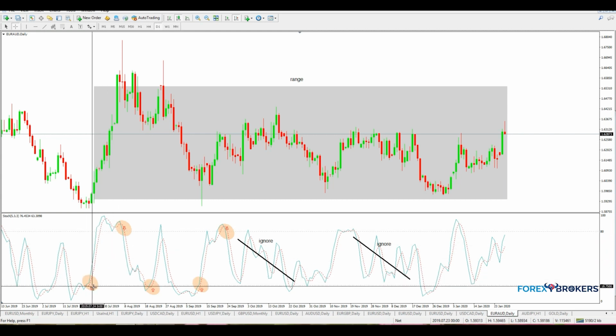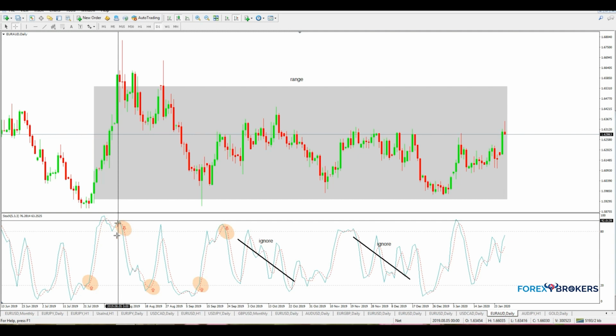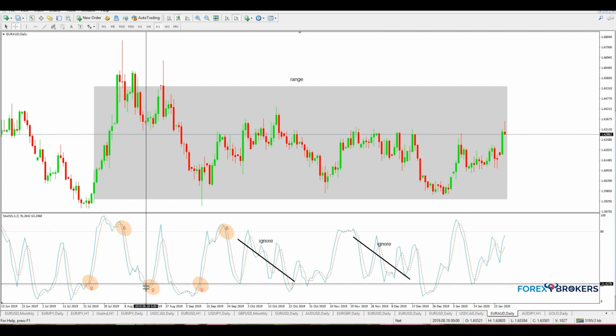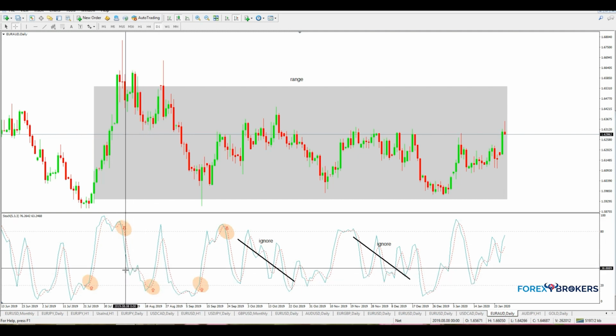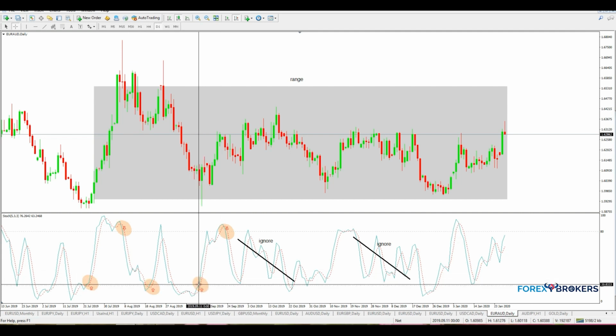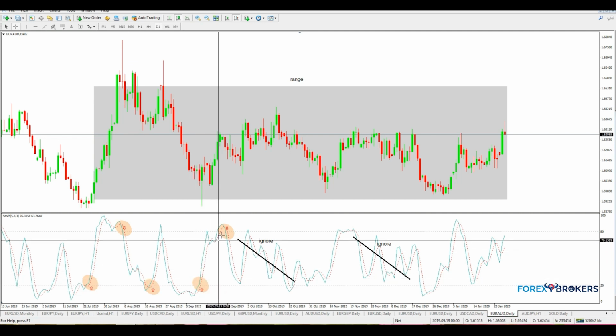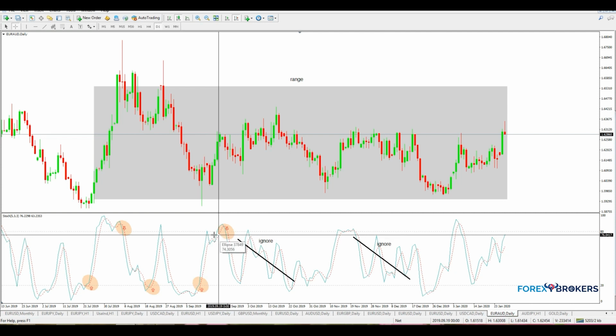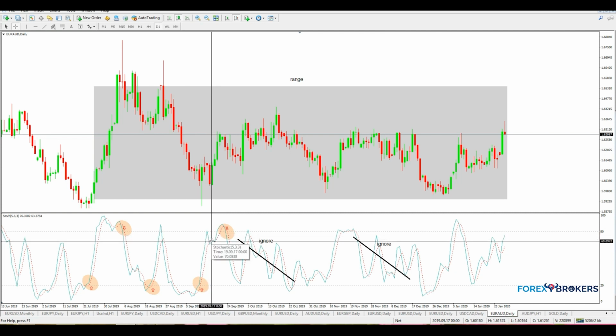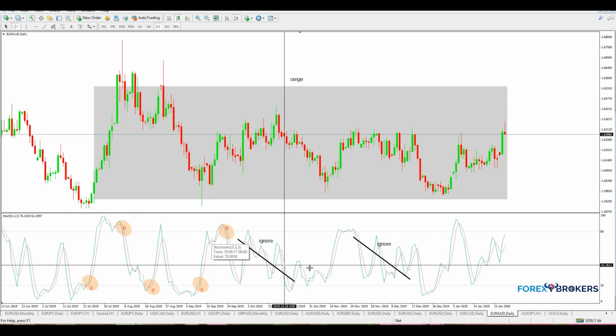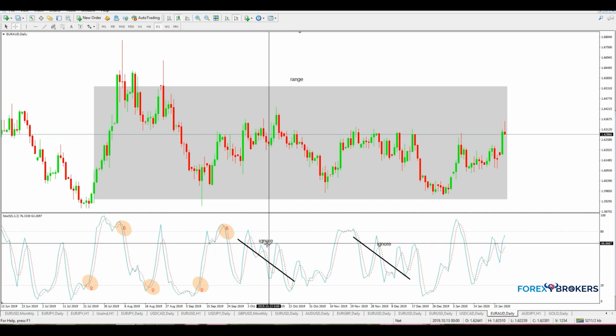line without crosses from oversold to overbought. This one is a riskier trade because there was one cross here. This is a great trade on the long side. This is a great trade on the short side because the crossing came close to the overbought level here. But this one, try to ignore as much as possible.